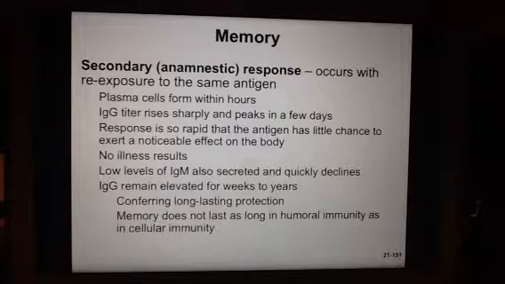So the plasma cells form within hours, and again, just like we saw with cellular immunity, it's not going to result in any illness because the response is so fast.